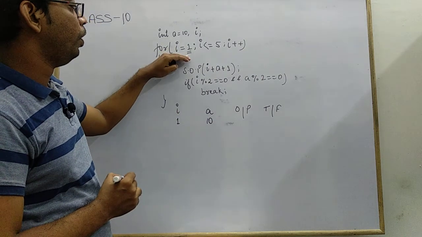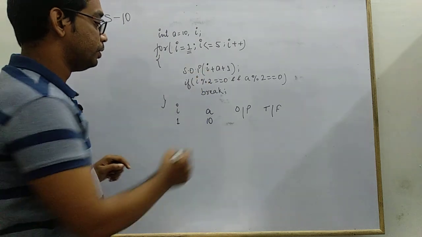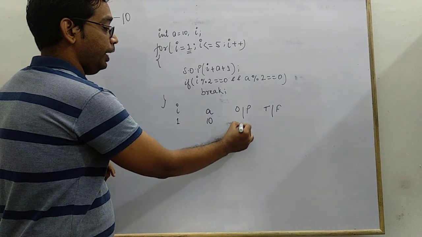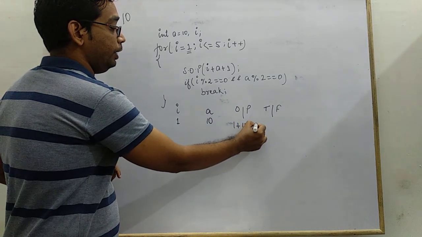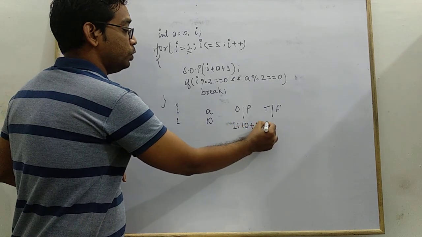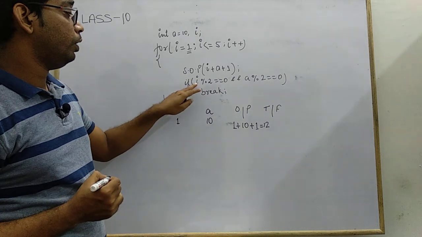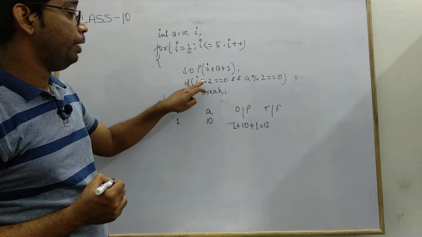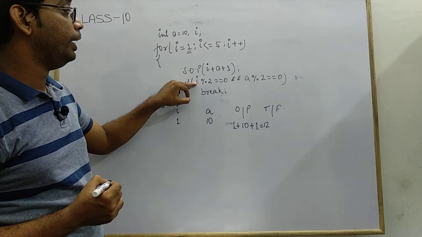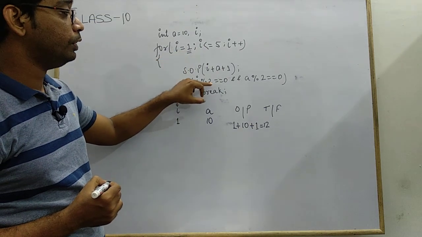Then come here, what is the output? So i means 1, plus the value of a is 10, and then 1 again, that means the output is 12. Now here, i mod 2 is false. Why? Because the value of i is 1, and 1 mod 2 gives the false condition.